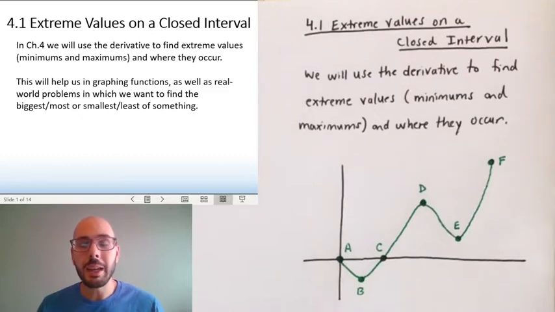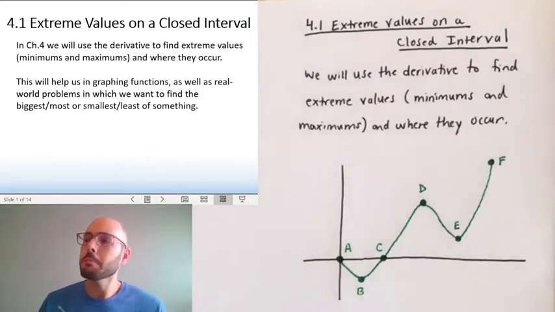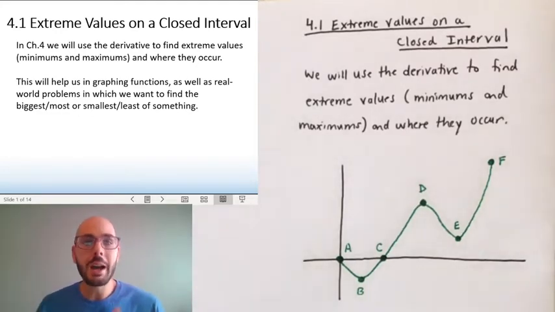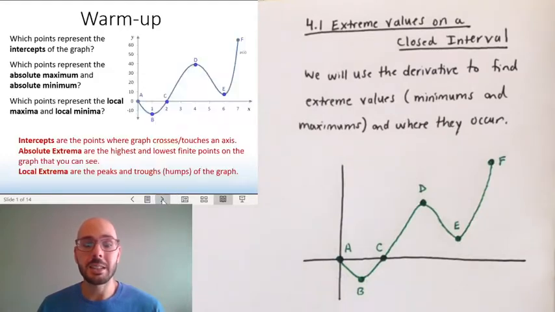We'll also be able to answer some real-world problems that ask us, hey, what's the least amount of something or the most of something? Those are minimums and maximums. We're going to start in chapter 4 by the graphing process. So before we actually use the derivative to help us find minimums and maximums, we want to talk about the different types of minimums and maximums that exist on a graph.